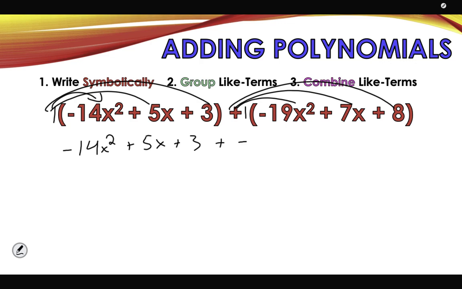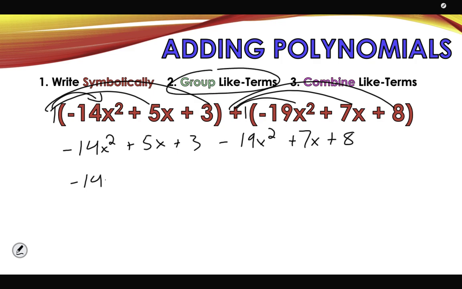This is where I would have plus negative again. So I'm only going to write minus. And now I'll reorder it. So I'll group like terms. So that's my x squareds. Then I'll do the x's. And then I'll do the constants.